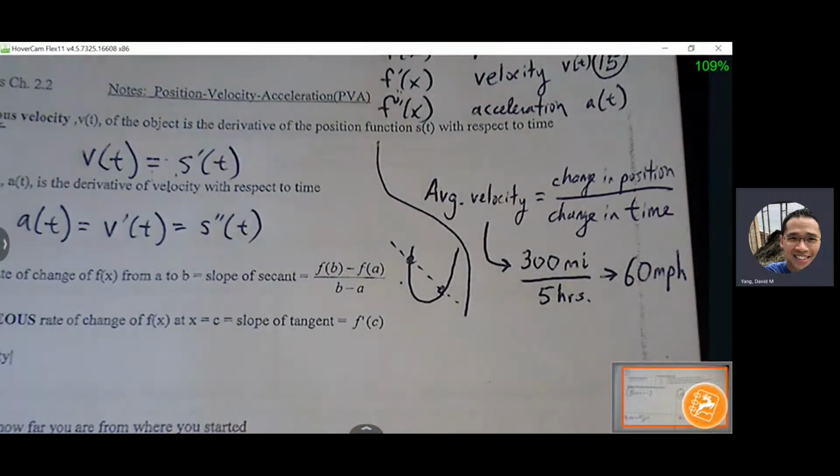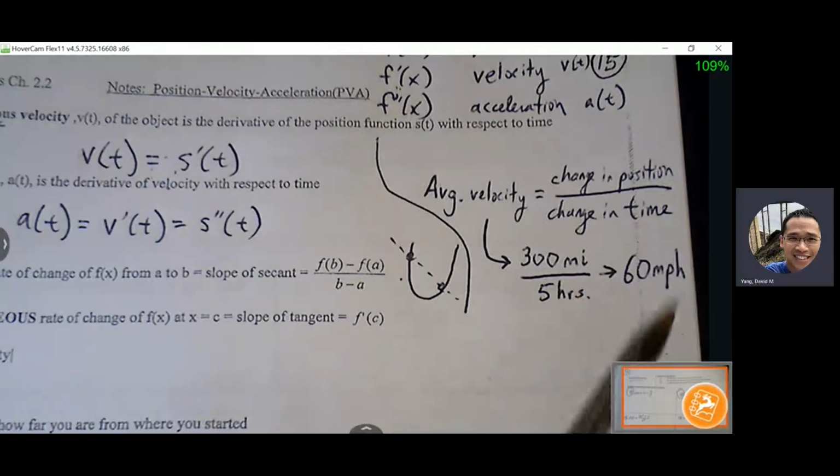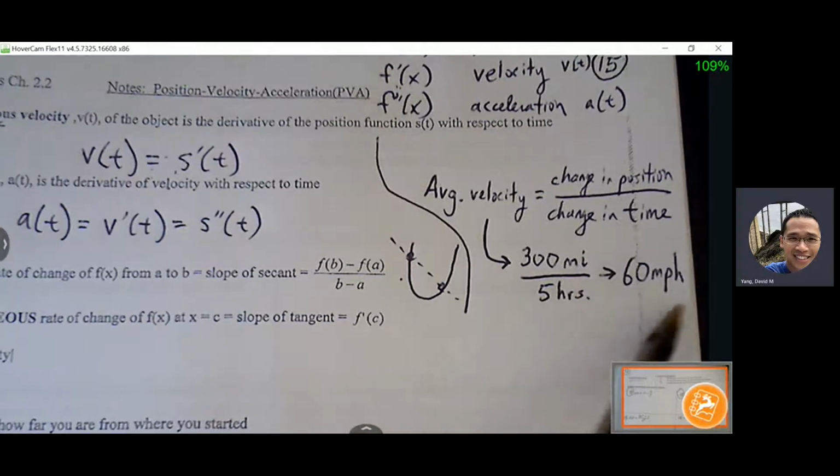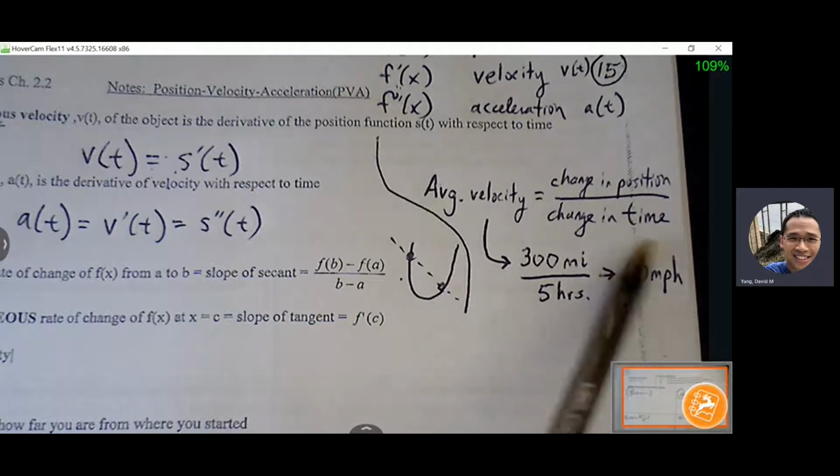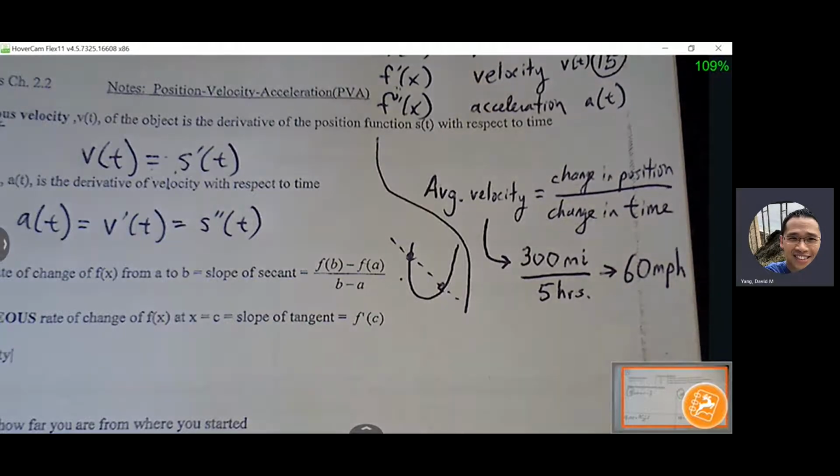Which means that if someone is driving 60 miles per hour straight for 5 hours, they're going to reach 300 miles. But does that mean that you're traveling at 60 miles per hour the entire time through? No, that's just your average, right? That's just your average velocity. It doesn't mean that you're always traveling at that speed.